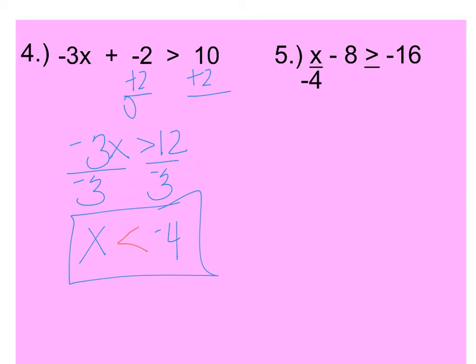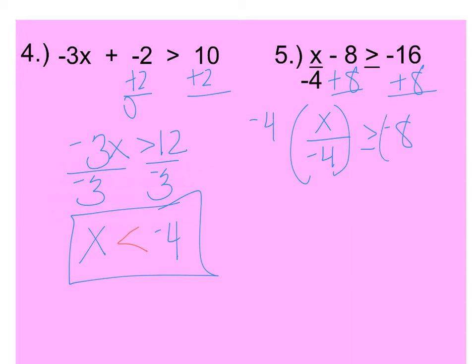That one says x divided by -4 minus 8 is greater than or equal to -16. Let's get our constants together. Let's add 8 to both sides. That gives me an inequality that says x divided by -4 is greater than or equal to -8. Now let's think about how we're going to solve this. How will we get x by itself? Well, I know the opposite of dividing by -4 is to multiply by -4. So let's multiply by -4 on both sides.